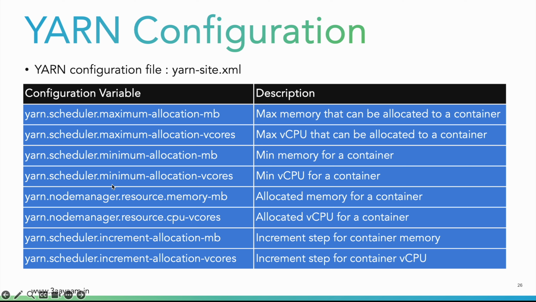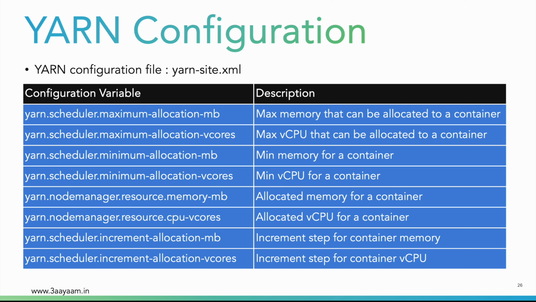Then we have yarn.nodemanager.resource.memory-mb and yarn.nodemanager.resource.cpu-vcores. This is the allocated memory for a container. Now let's say you need to create a container with 10 GB of memory, then it would be allocated. If that much memory is not available in the cluster, then the creation of the container has to wait. Same is the case with CPU vcores also.